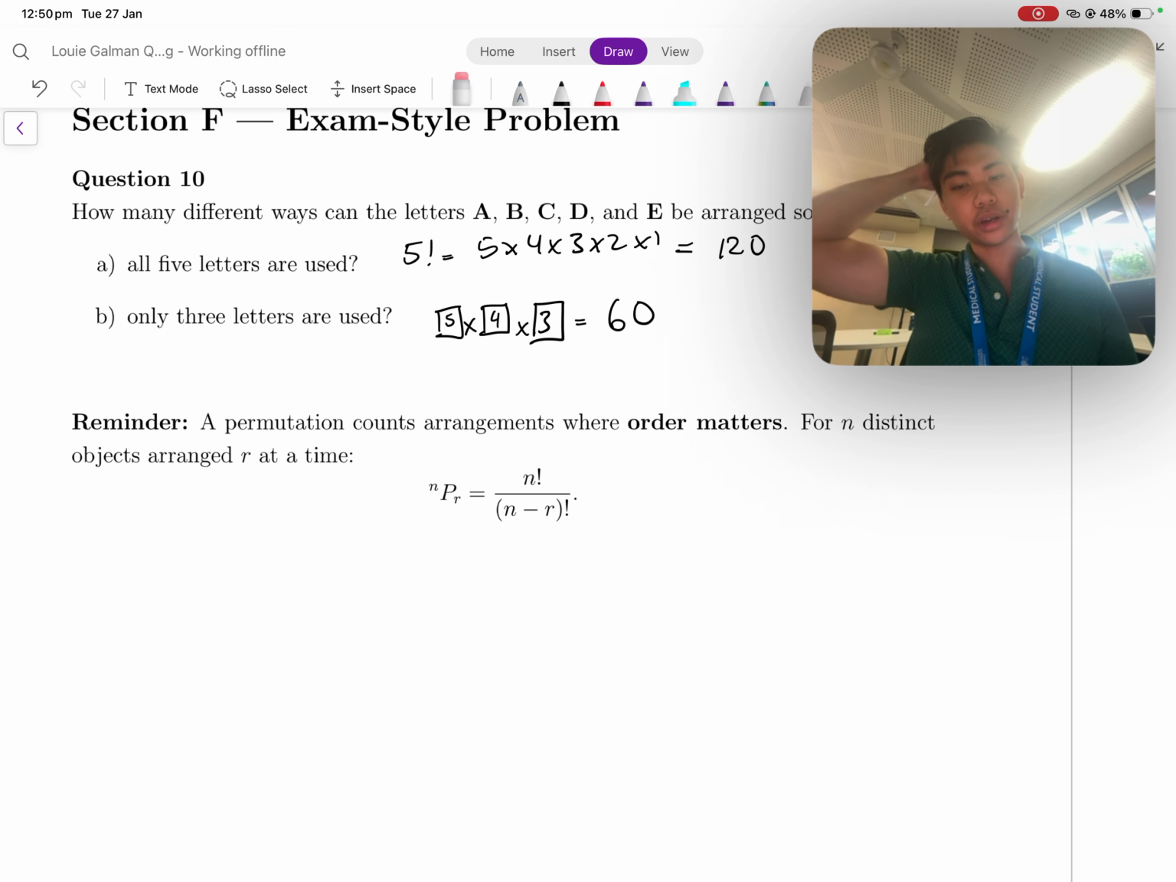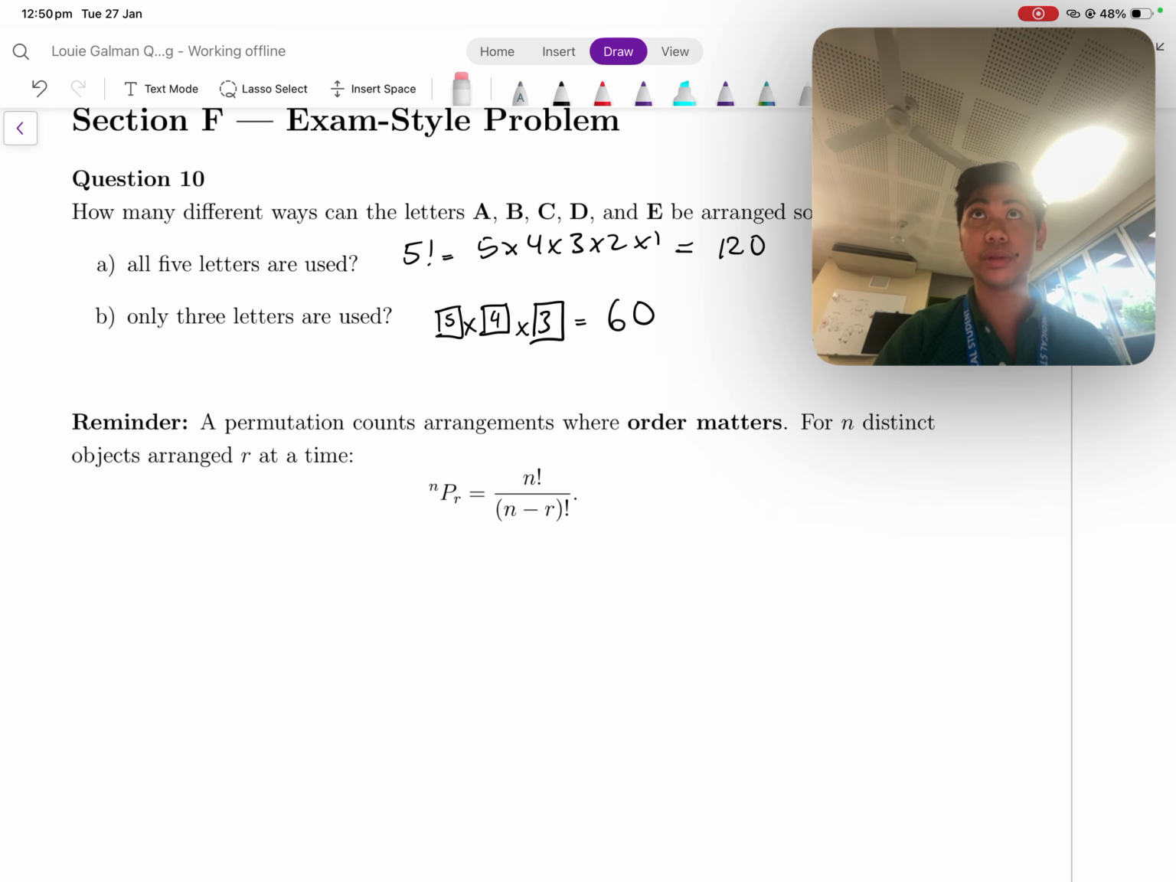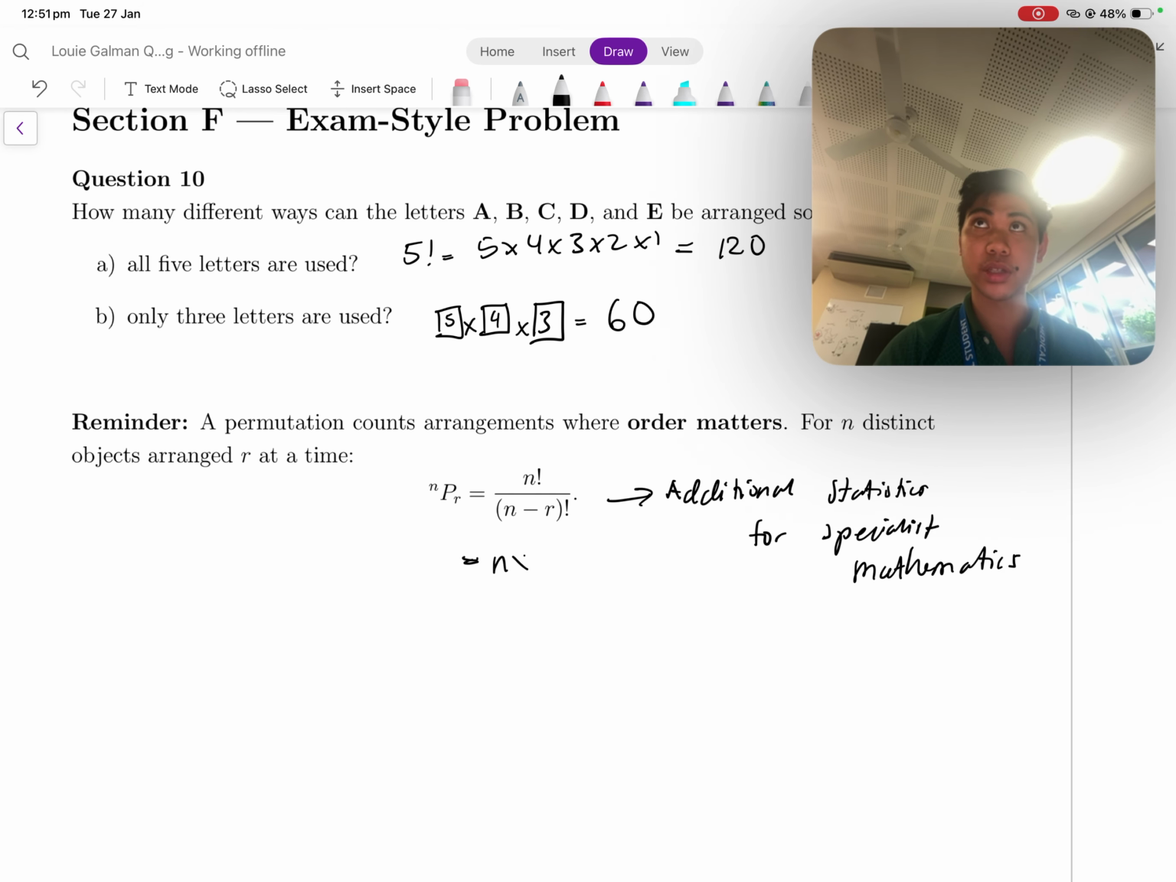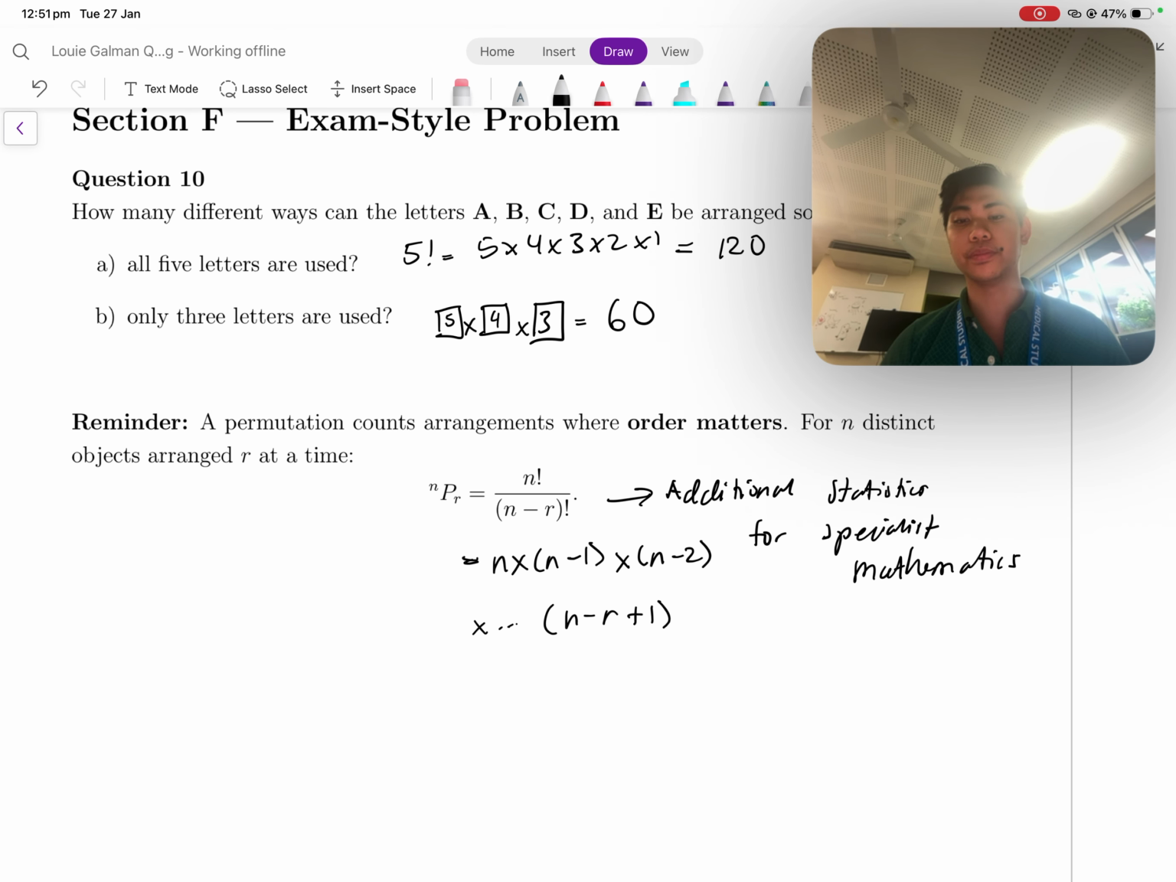Yes, it is on the formula sheet under additional statistics for specialist mathematics. It's very nice. It wasn't this nice when I was doing year 12, but they even give an explanation of what that actually means, so in case you forget about factorials, you know as well. You have multiple options there.